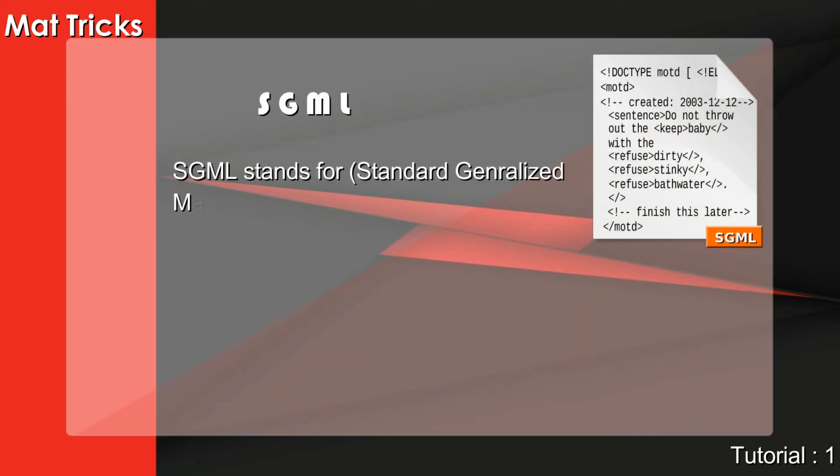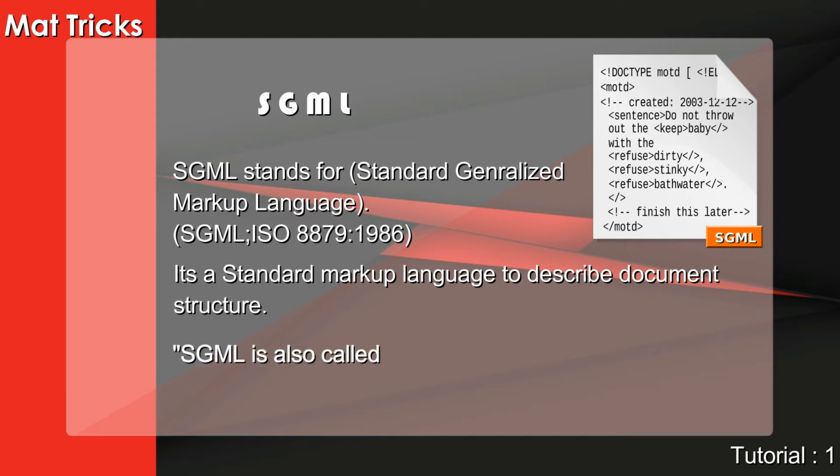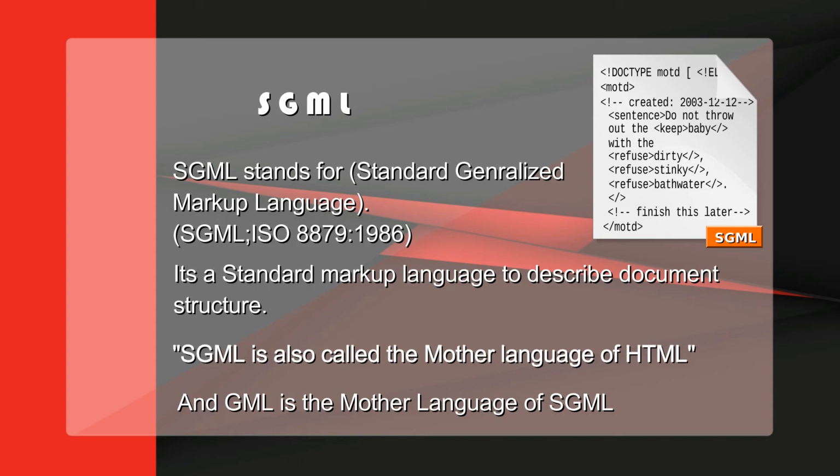SGML stands for Standard Generalized Markup Language. It's a standard markup language to describe documents' structure. SGML is also called the mother language of HTML. And GML, Generalized Markup Language, is the mother language of SGML.